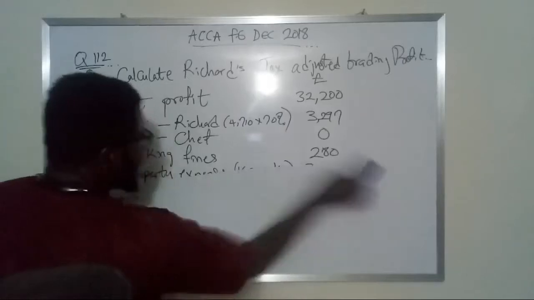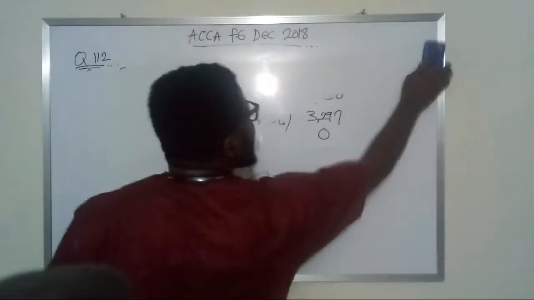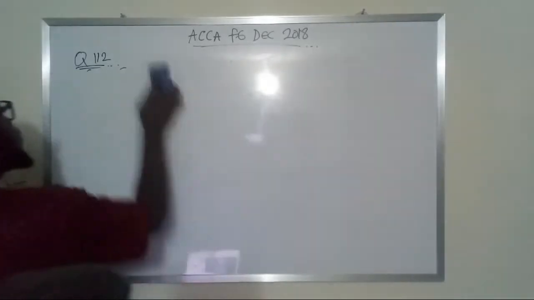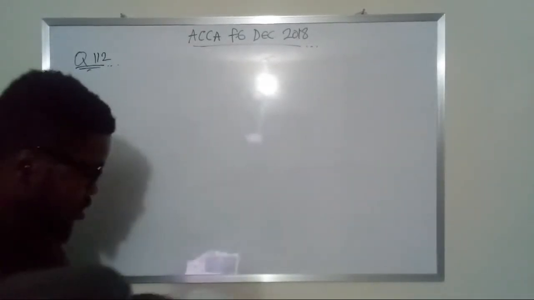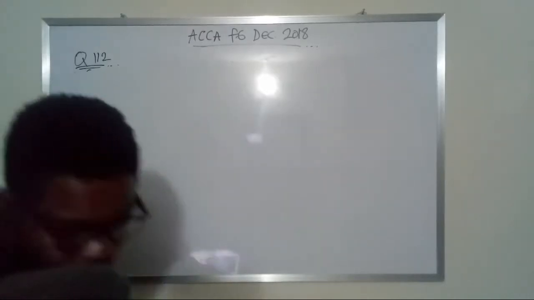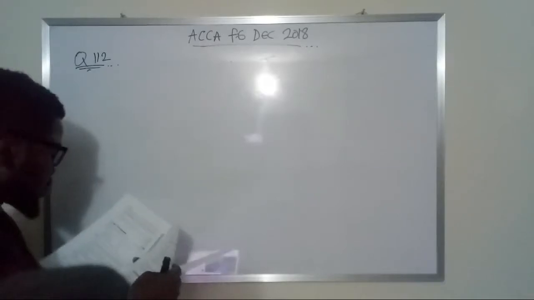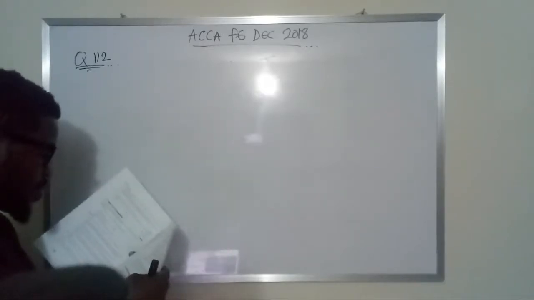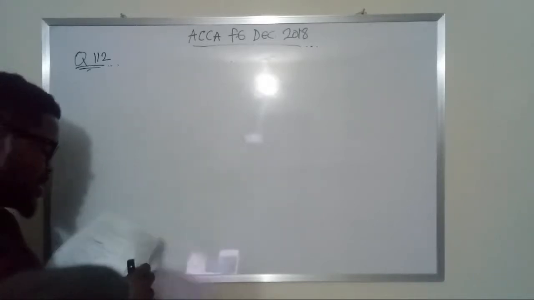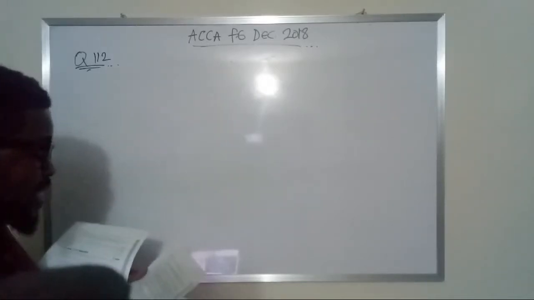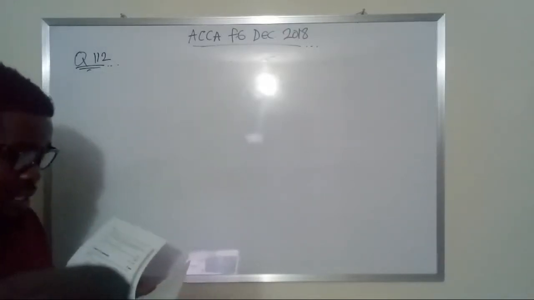Let's do the NIC quickly. I'm just rushing through this so we can hit the areas which are not too strong for us. Okay, B is on NIC. It says, Richard had 3 employees working for him in his restaurant during the tax year 2017/18 as follows.